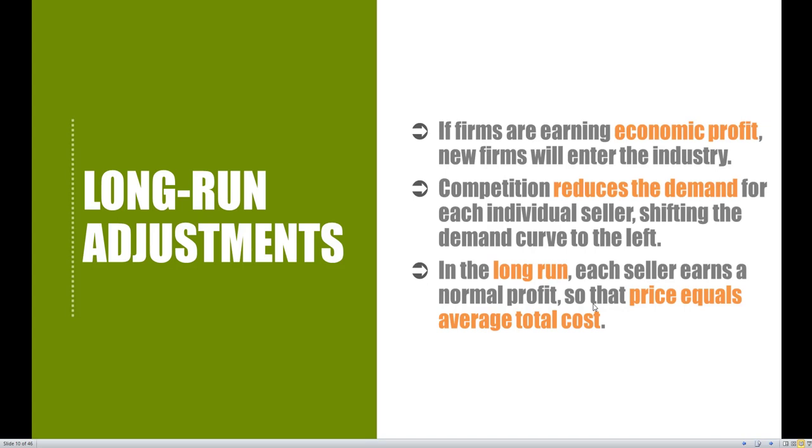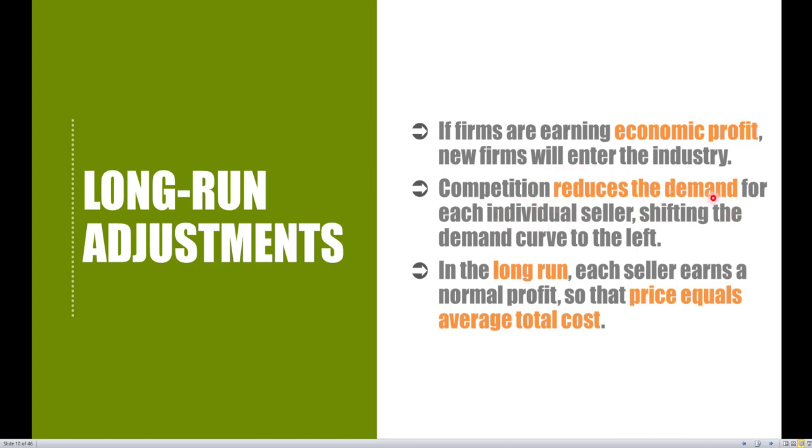So if firms are earning an economic profit, obviously, like we said before, new firms are going to want to enter into the industry. Firms want to get their share of profits, so they're going to be incentivized to enter the industry if firms are earning profits. However, as new firms enter into the industry, there's going to be increased competition, which reduces the demand for every single individual seller.